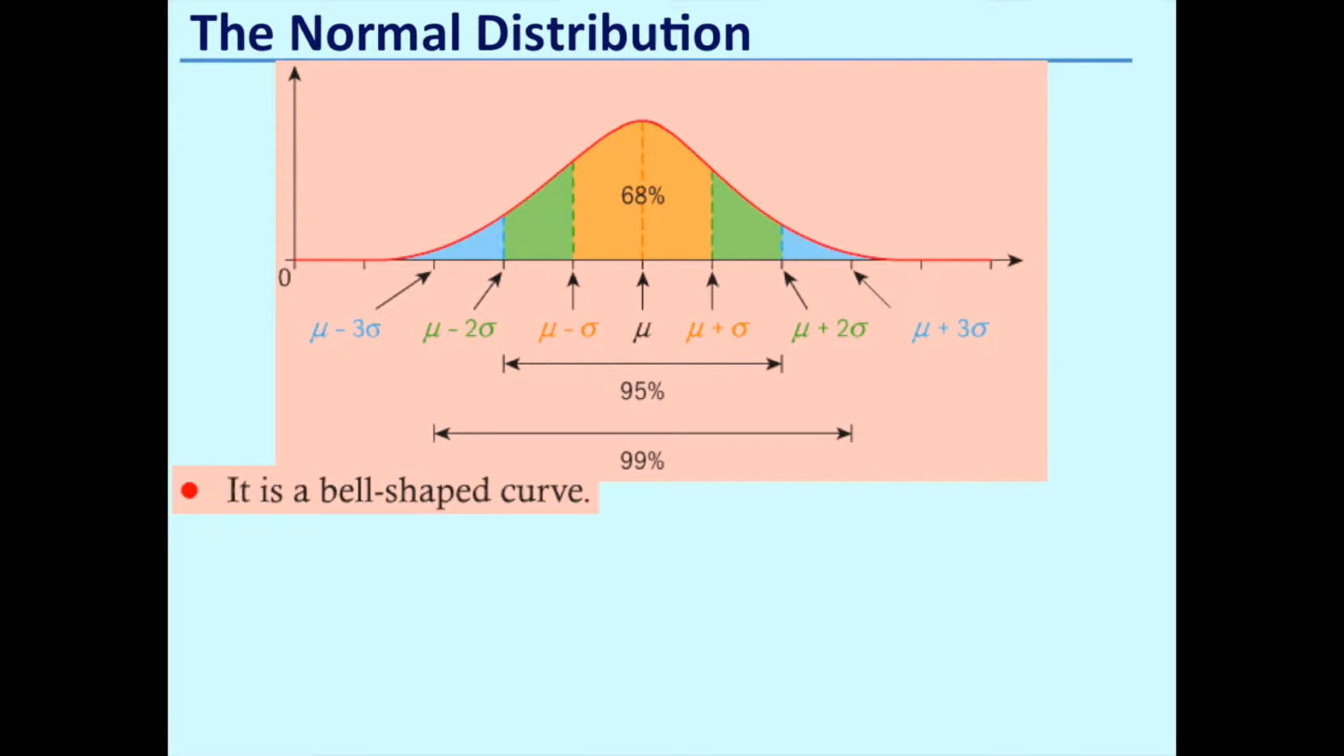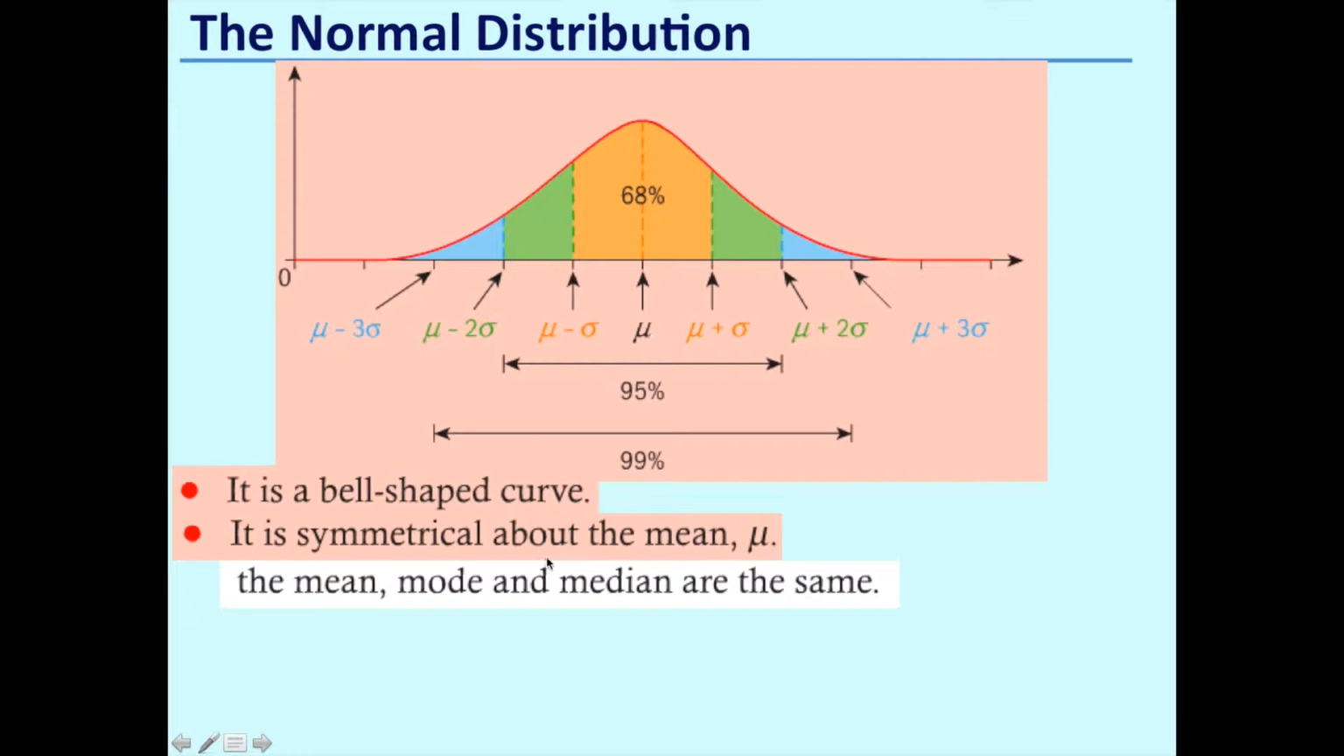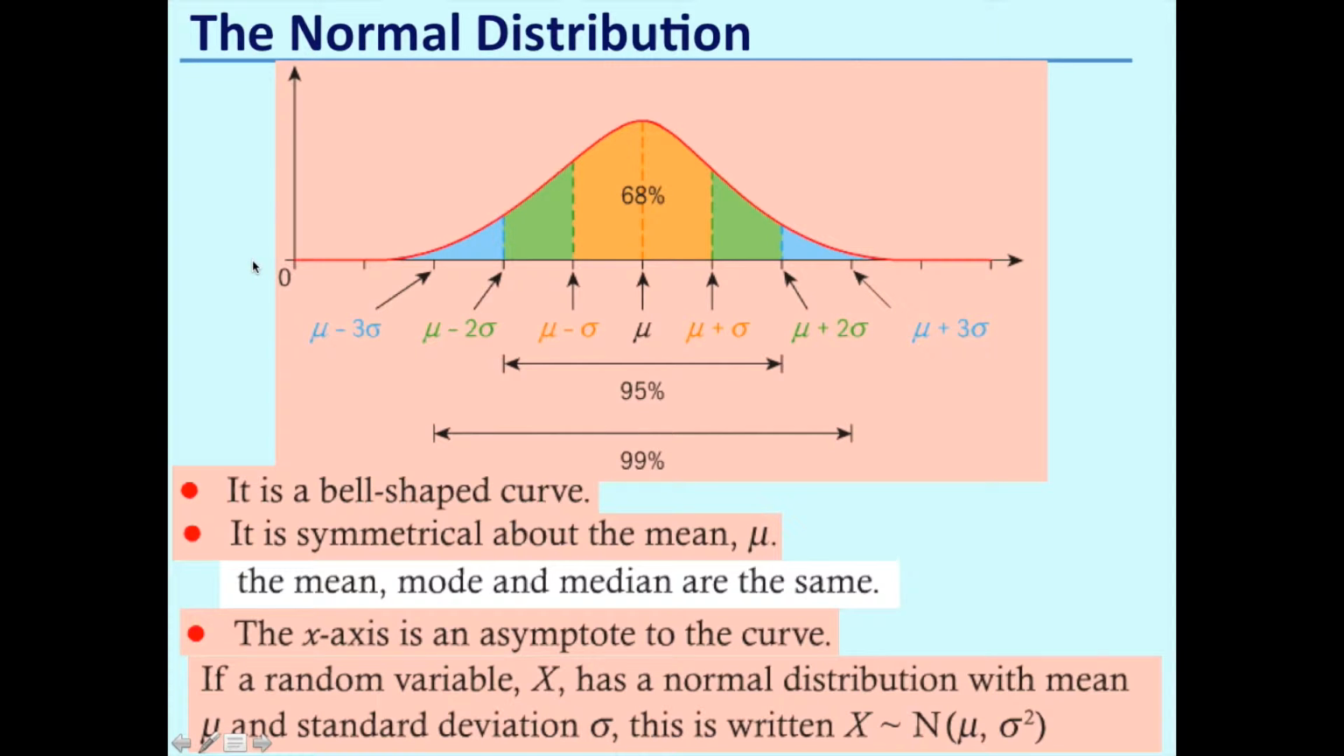The normal distribution then is characterized by a bell-shaped curve, that's how we describe this, which is symmetrical about the mean. The mean, mode and median are the same, and the x-axis is an asymptote to the curve. That's to say that this continues all the way to plus infinity, and this continues all the way to negative infinity. So if we have a random variable x, which has a normal distribution with mean mu and a standard deviation sigma, this can be written x is normally distributed with a mean of mu and a standard deviation sigma. So this would be the variance because it's squared.